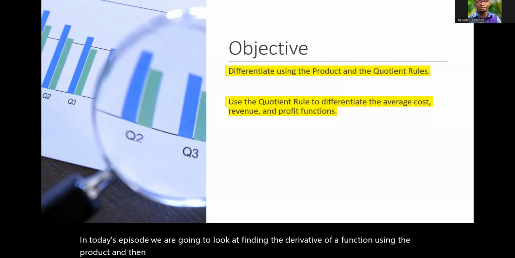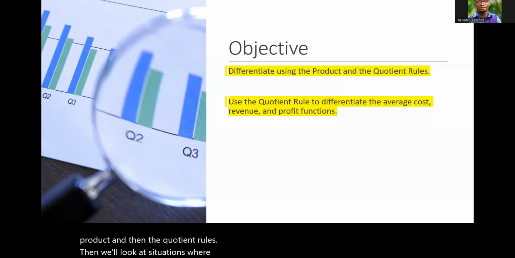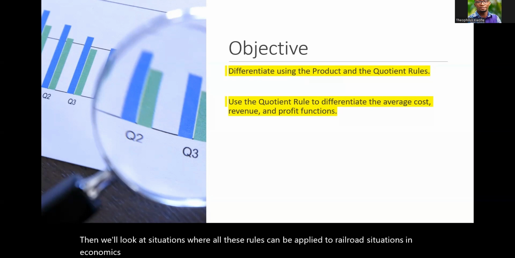In today's episode, we are going to look at finding the derivative of a function using the product and then the quotient rules. Then we'll look at situations where all these rules can be applied to real-world situations in economics, directly in relation to the average cost, the average revenue, and the average profit.